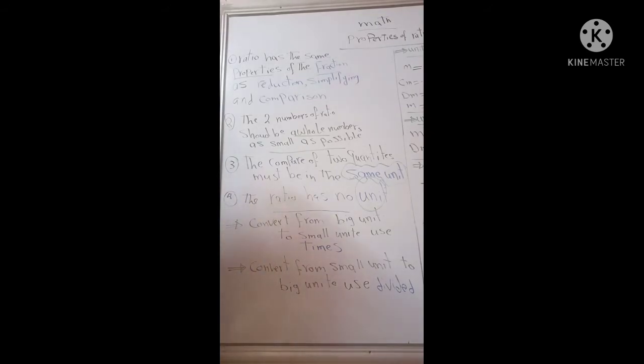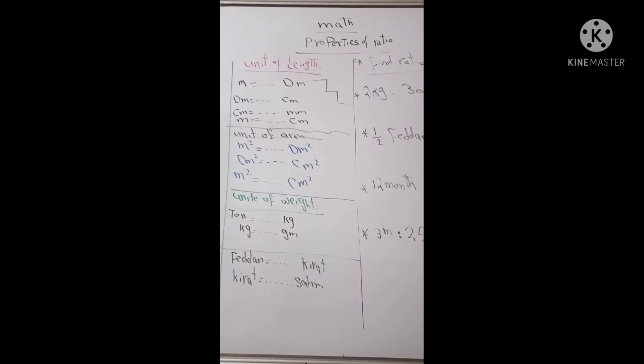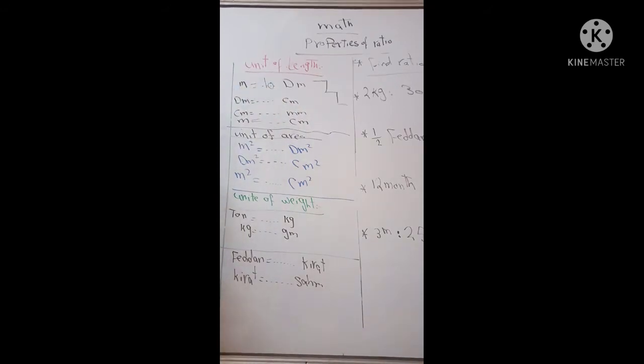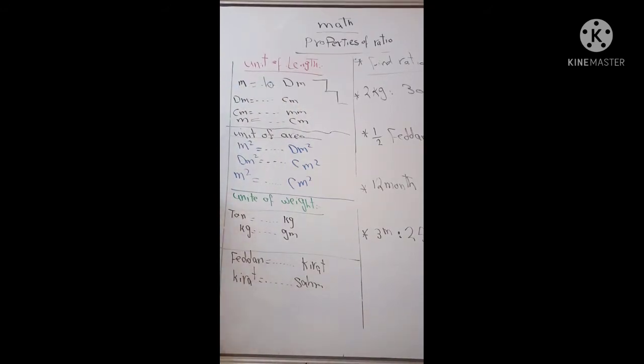Now we will take some units of length, units of area, and units of height, and show how we can convert from one unit to another. Let's go. Let's continue together now. We will take some units of length. First, the unit of length is meter. Meter equals 10 decimeter. Decimeter equals 10 centimeter. And centimeter equals 10 millimeter. Meter equals how many centimeters?